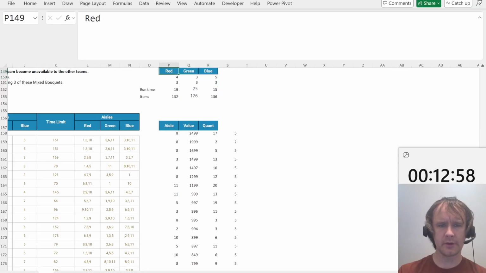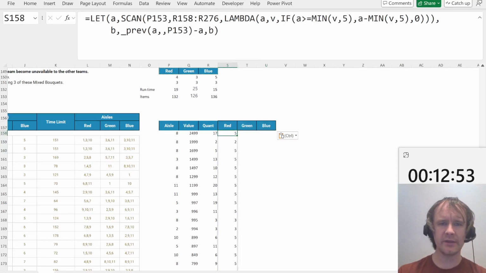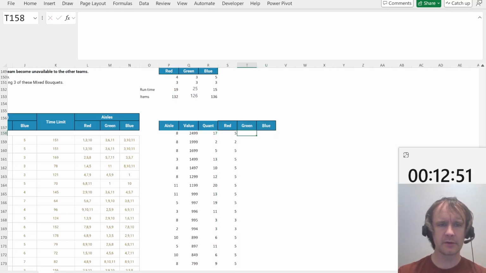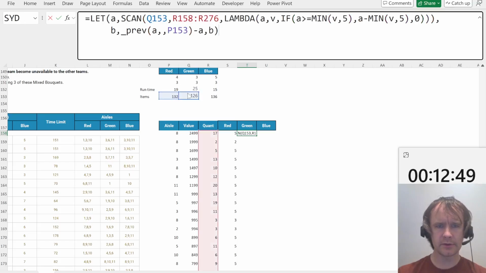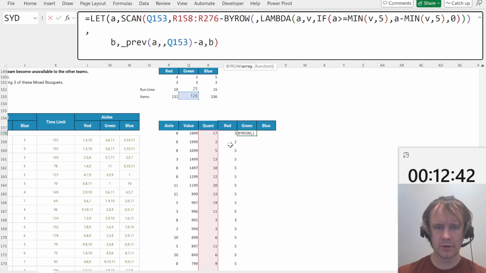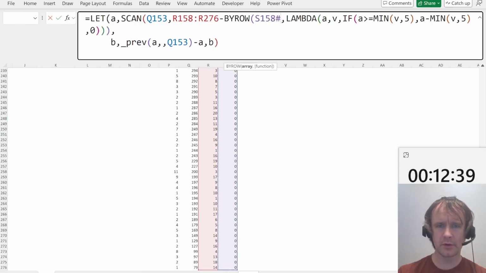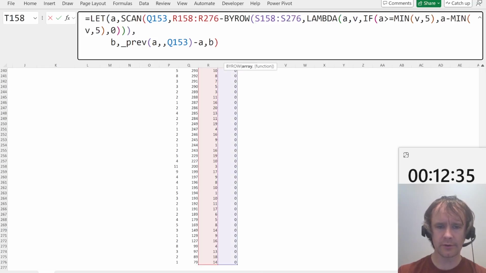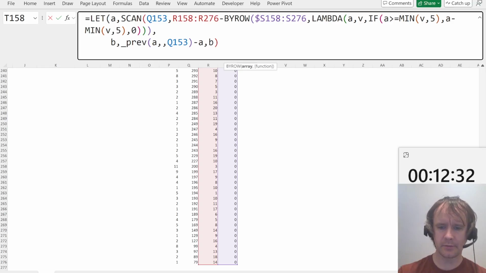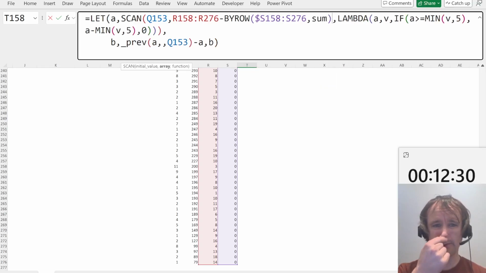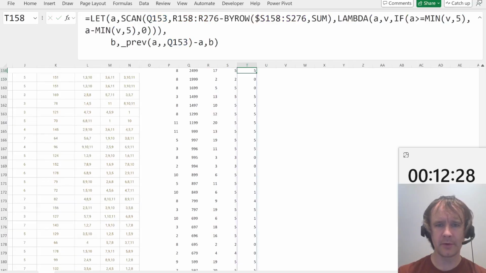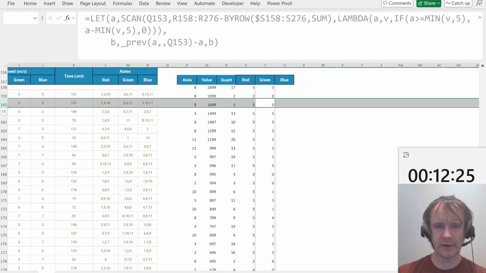So then this is going to be red, green, blue, and then it's going to be mostly the same, except now I want this to shift over, this to shift over, and I want this to be minus by row of this. No, sorry, locking the first S, and sum. So in other words, subtracting off whatever has been picked up by teams before. So now they get none of that and none of that because they've all been taken.